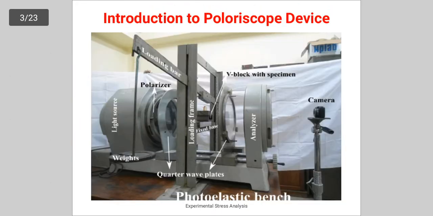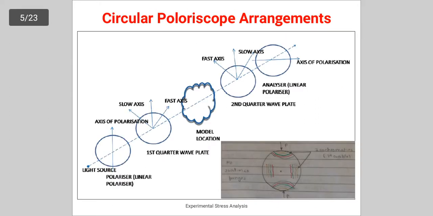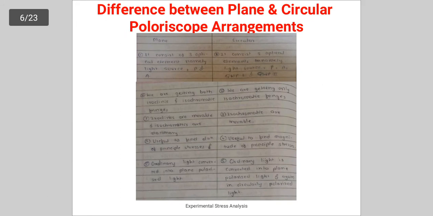So thank you. What we have covered in part number 1: we have discussed the basic introduction related to the polariscope, that is, the polariscopic device. Then we discussed the plane polariscope arrangement and how this arrangement is used to find the direction of principal stresses. Then we discussed the circular polariscope arrangement, that is, how it is used to find the fringe order N, and how sigma 1 minus sigma 2, the magnitude of principal stresses, is calculated by using it.